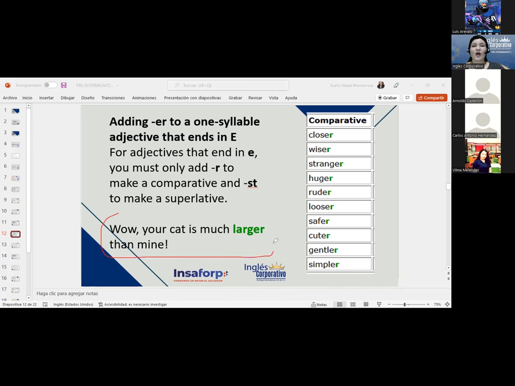And here we have one example on the sentence. It says, wow, your cat is much larger than mine. In this case, you are using larger.